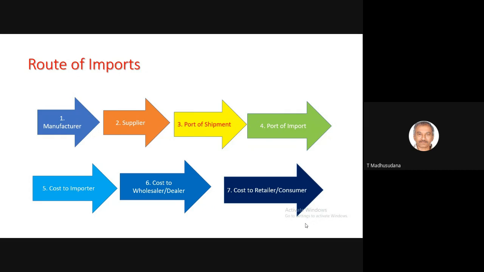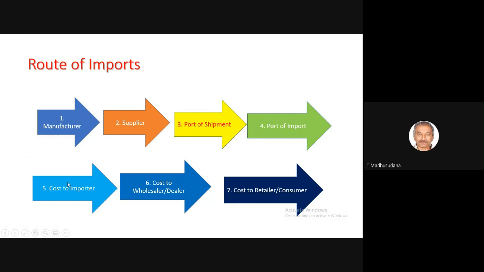At each and every stage, the seller is charging a price, and that price is a cost to the buyer. Okay, so you just see the manufacturer. The manufacturer sold goods to the supplier. Here, whatever the price charged by the manufacturer is income to him, and whatever the price paid by the supplier is a cost to him. Then again, on that cost he will add some profit and sell to the importer. So here the price is income to him, and it is a cost to the importer.